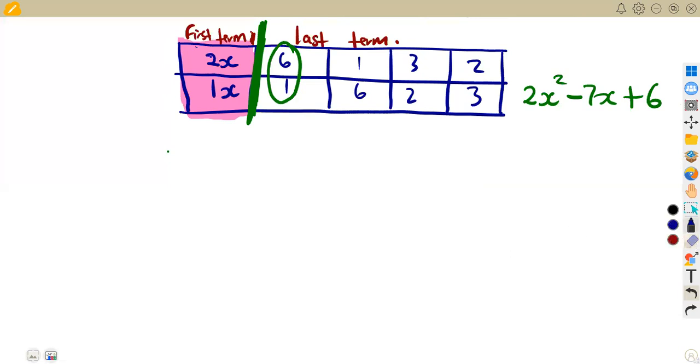We tried this one and this one. So this time I'm going to try one on top. Like I said, it's a trial and error. You try, okay? You keep on trying. So let's use 2x. So you're going to have 2x and 1x like this. This is 1 and 6, diagonally like this, okay? If you use them as positive, there's no way we're going to get a negative, so let's try to put a negative.